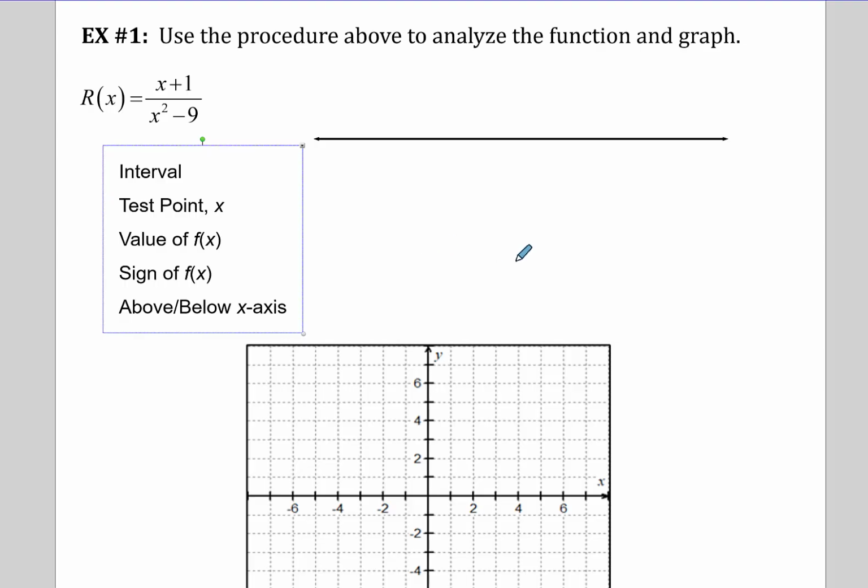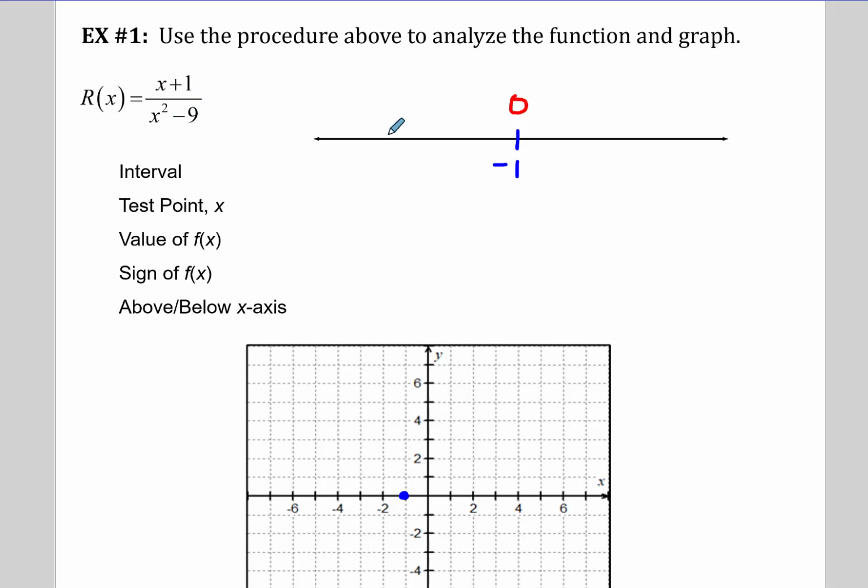So first of all, we can look at the numerator and notice that -1 is a 0 of the function. So I'm going to put -1 on my number chart. I know it's a 0 of the function, and I can put a little point right there at that location. That came from our numerator, the 0 of the numerator.